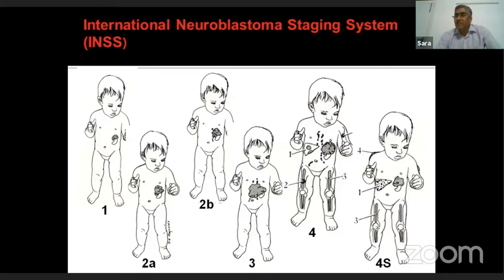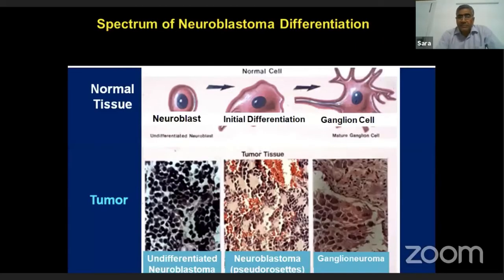And typically skin may be involved here, and bone marrow involvement is less than 20%. So you don't have a lot of marrow infiltration in stage 4S. It may be involved, but it will be less as compared to a stage 4 where it can be florid involvement of the marrow. So now we move to the next slide.